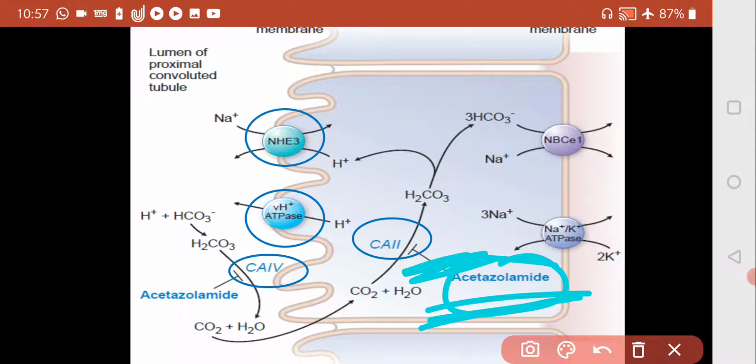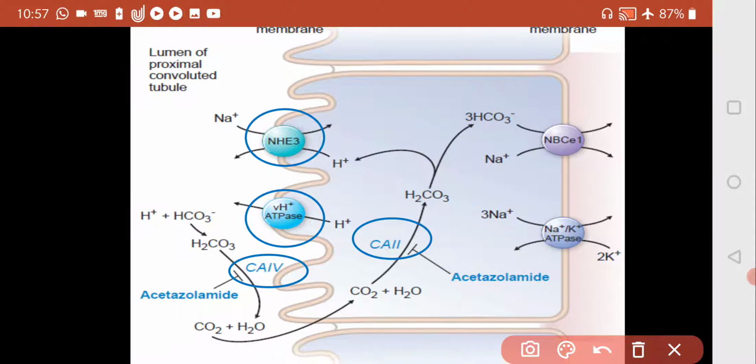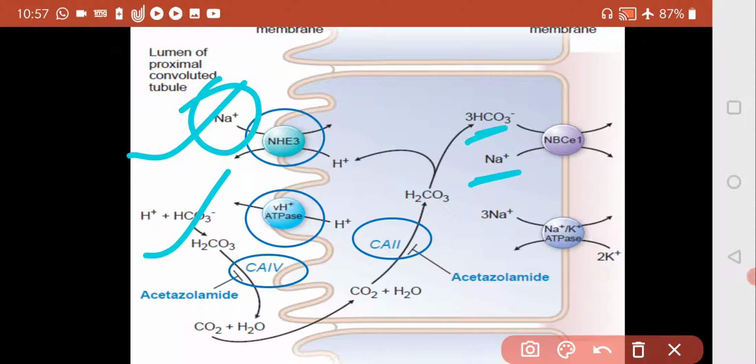So there is no formation of this H plus and HCO3 minus. There is no availability of this HCO3 minus, so it does not go inside our body, and also the sodium. Sodium and HCO3 minus do not go inside our blood and are excreted. So sodium and HCO3 minus are available here in the urine. So there is a diuretic action.